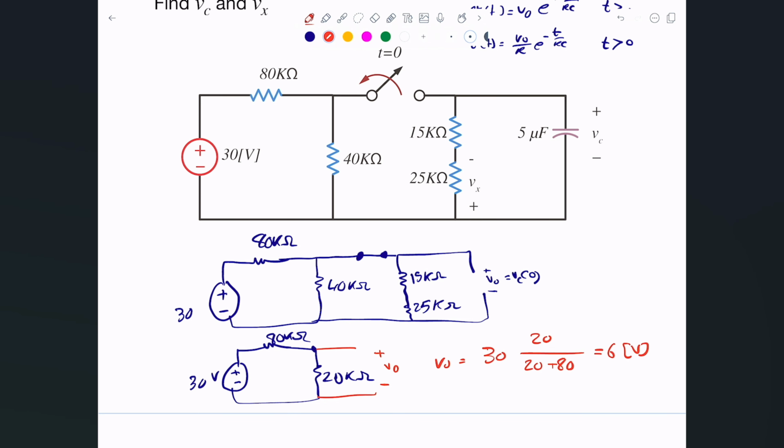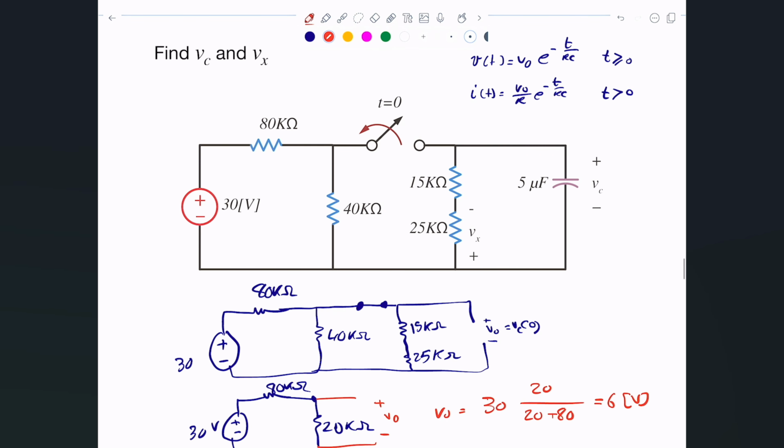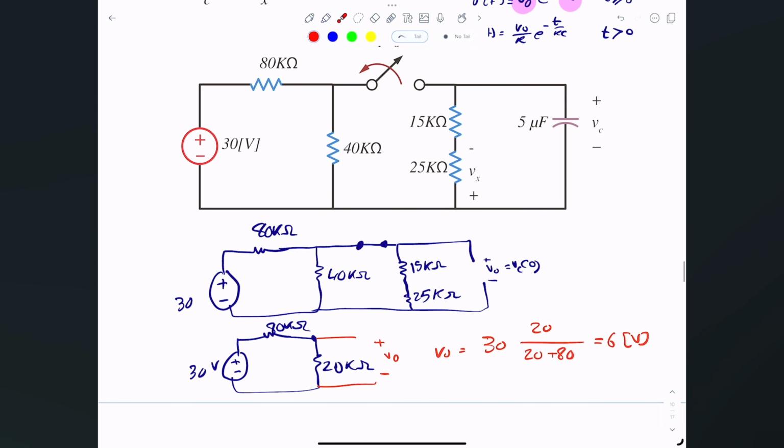So we were able to figure out the V0 for now. So we figured out this particular part. So let's figure out what the RC is. Well, for RC, actually, we have to look at, okay, so for the V0, what we do is we look at the capacitor right before switching.